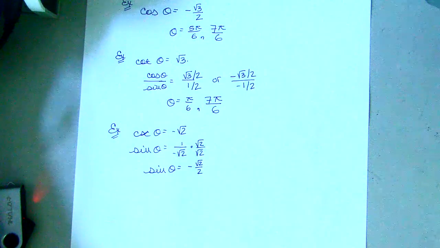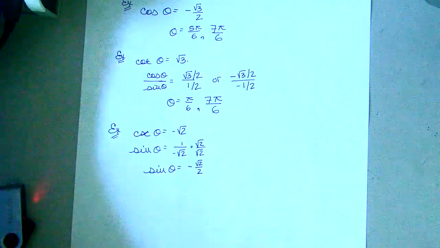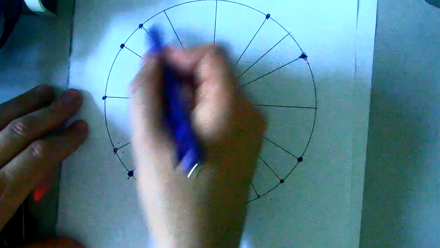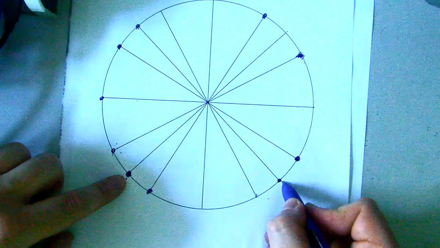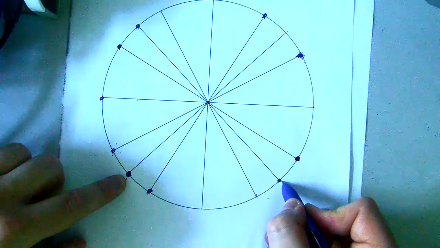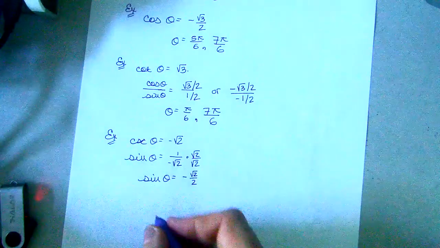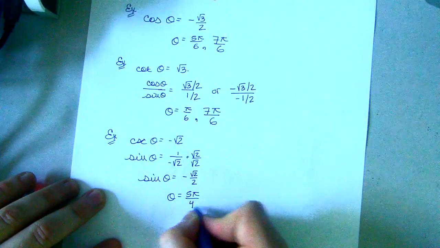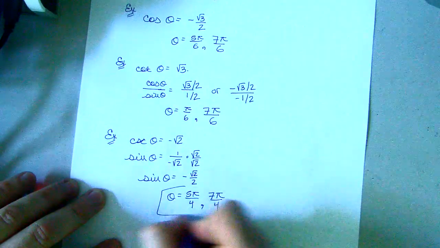I now want to look for places where my sine, where my y-coordinate is negative root 2 over 2. Where is my y-coordinate negative root 2 over 2? Halfway in the middle and in quadrants 3 or 4. I think I'm talking about this one, and I'm talking about this one. What are those angles? 5 pi over 4, and 7 pi over 4.